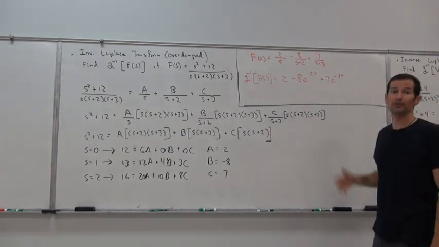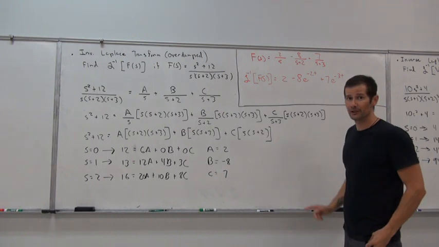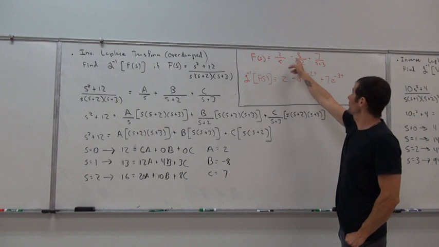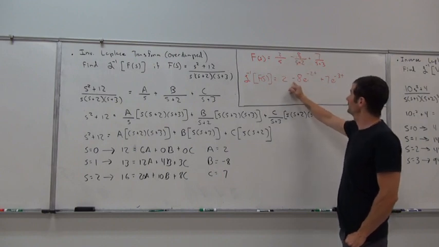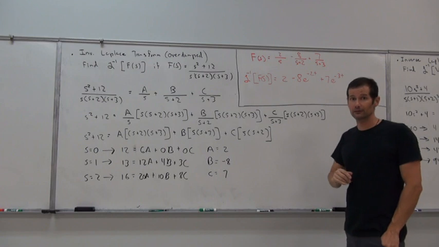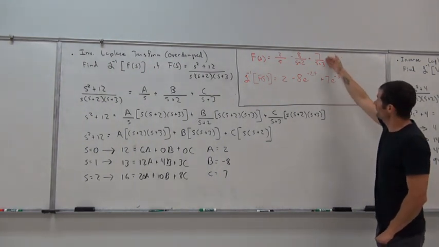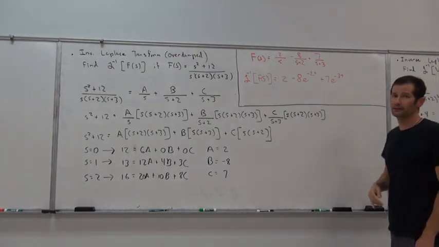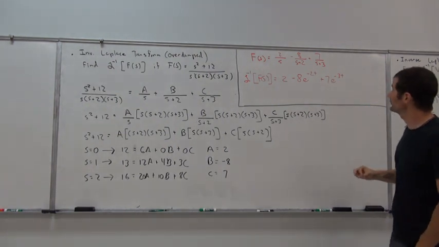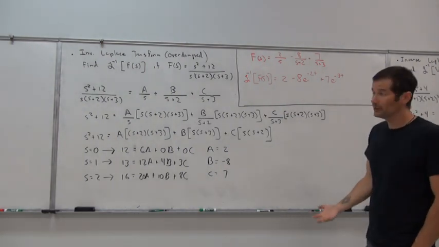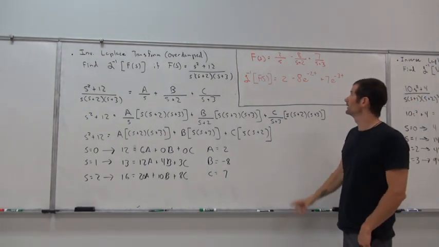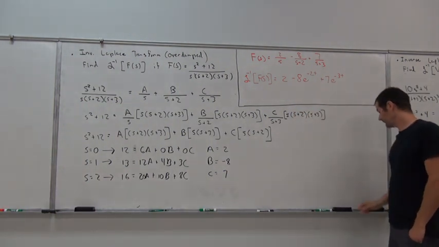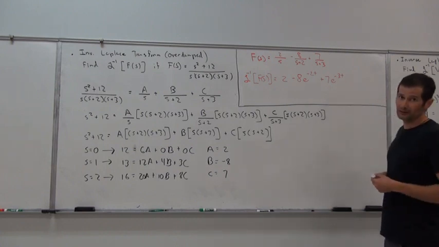So when we take the inverse Laplace transform of each of these, the inverse Laplace transform of 2 over s is equal to 2. The inverse Laplace transform of -8 over (s plus 2) is -8 times e to the -2t. And then 7 over (s plus 3) is going to be equal to 7 times e to the -3t. So the whole solution for this second order system is 2 minus 8 times e to the -2t plus 7 times e to the -3t.